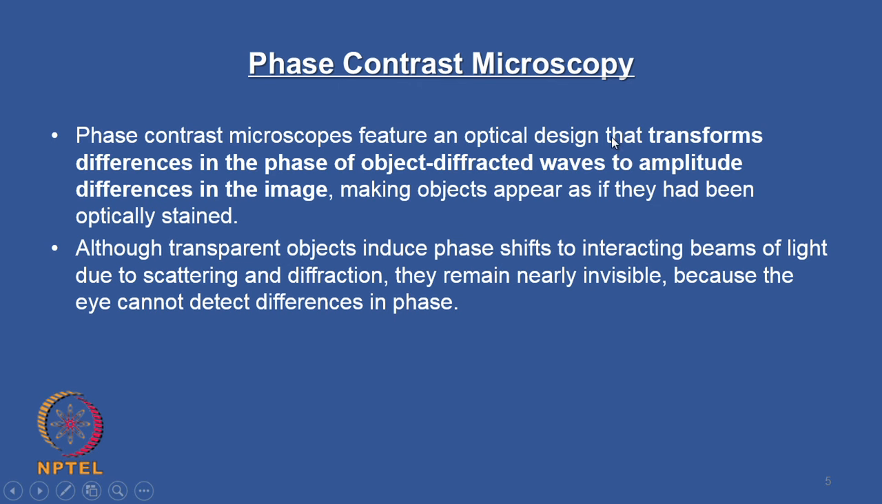Phase contrast microscopes feature an optical design that transforms the differences in the phase of the object, diffracted waves, to amplitude differences in the image. So it could make objects appear as if they had been optically stained. Although transparent objects induce phase shifts to interacting beams of light due to scattering and diffraction, they remain nearly invisible because the eye cannot detect the difference in the phase. So this is a unique feature of this. That is why it is finding very extensive application in transparent objects, which induce very small phase shifts, and we will see how it can be manipulated.